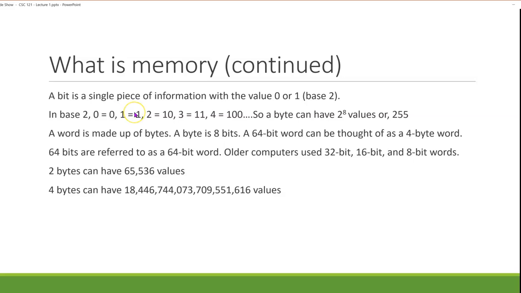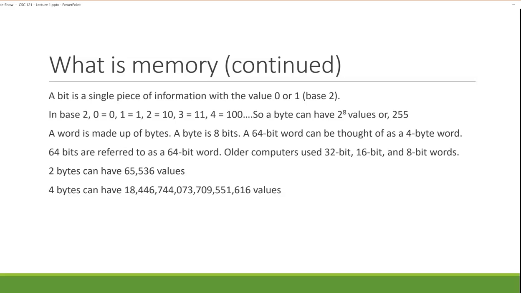A bit in memory is a single piece of information with the value 0 or 1, and it's usually mapped in base 2. That's it. It can either be a 0 or a 1, on and off. Now, there are new advances like quantum computing, which mess with this, but that's not within the scope of this class. So, in base 2, 0 equals 0, 1 equals 1, but 2 equals 10 in binary, 3 equals 11 in binary, 4 equals 100 in binary.